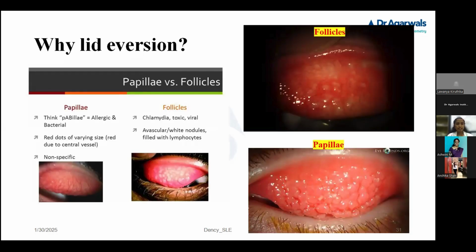Papillae versus follicles. Papillae, allergic and bacterial: red dots of varying size and non-specific. Follicles, toxic and viral: avascular, white nodules.